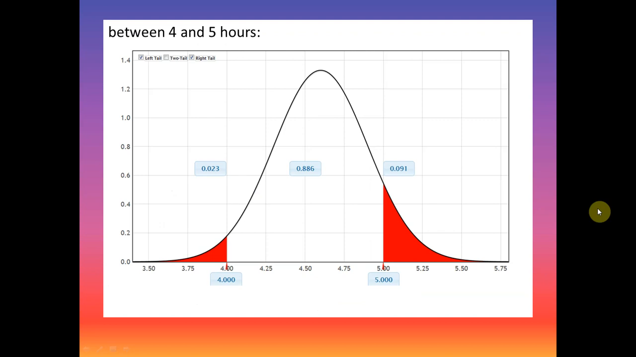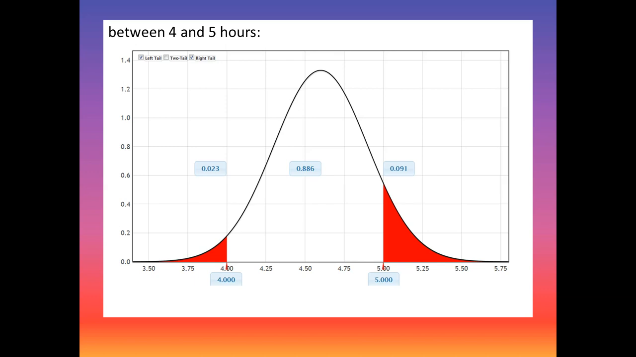A compound inequality between 4 and 5. It seems like you might want to pick two-tail here. You don't, because if you pick two-tail, that's when if you change one tail, the other tail will change sympathetically to make sure that you're getting something symmetric. You don't necessarily want that. Instead of picking two-tail, I would pick left tail and right tail simultaneously, because then you can adjust those tails individually, and that's going to work out a whole lot better in the long run.